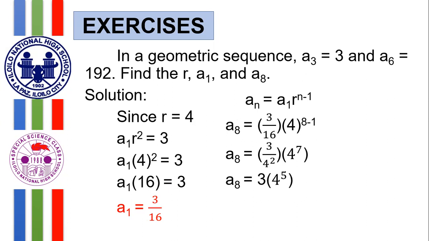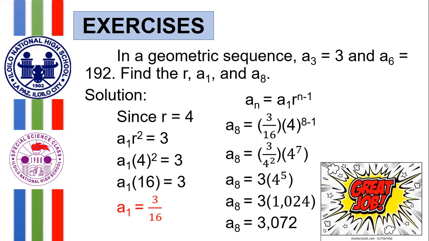And using your laws of exponents, be reminded that if you have 4 raised to 7 divided by 4 squared, that is 4 to the 5th power. And 3 times 4 to the 5th, using your calculators, 4 to the 5th, by the way, is 4 times 4 times 4 times 4 times 4, or 1024. And the 8th term indeed is 3072. If you got 3072, great job.